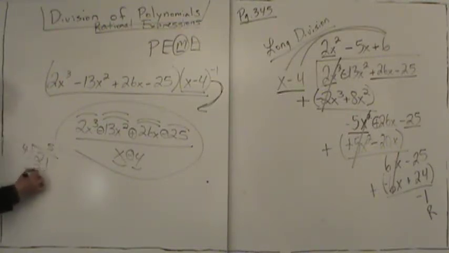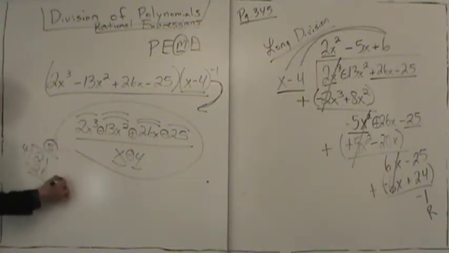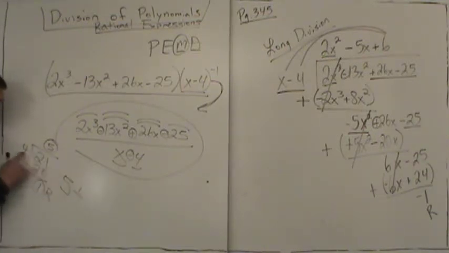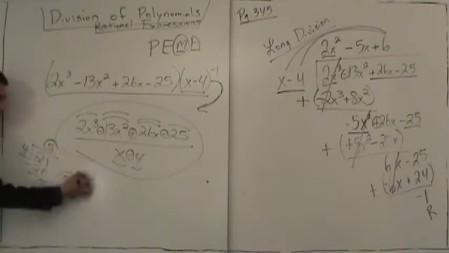4 times 5 is 20. Subtract, we get a remainder of 1. Now, where does the 1 go? Well, our answer is 5, and the remainder of 1 goes over the divisor 4. So we take the remainder, which is 1, and put it over the divisor, which is 4. We get 5 and 1/4.